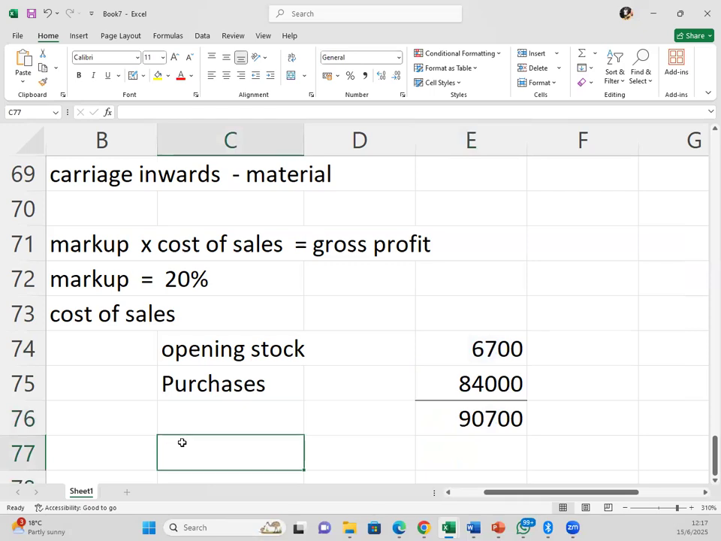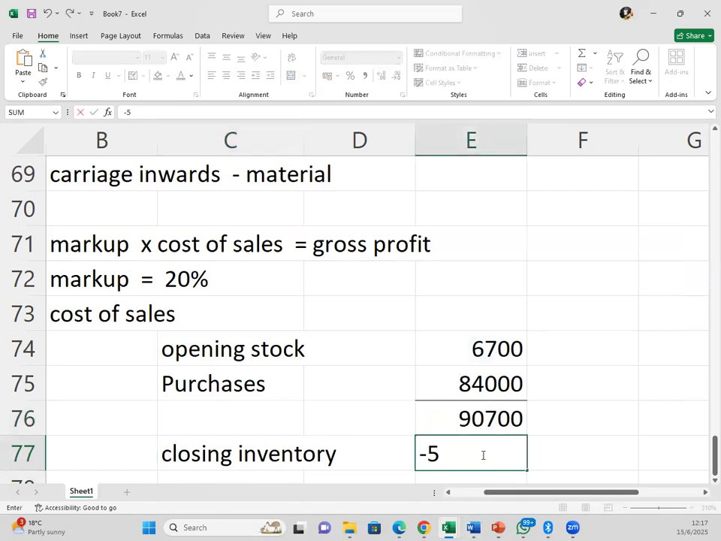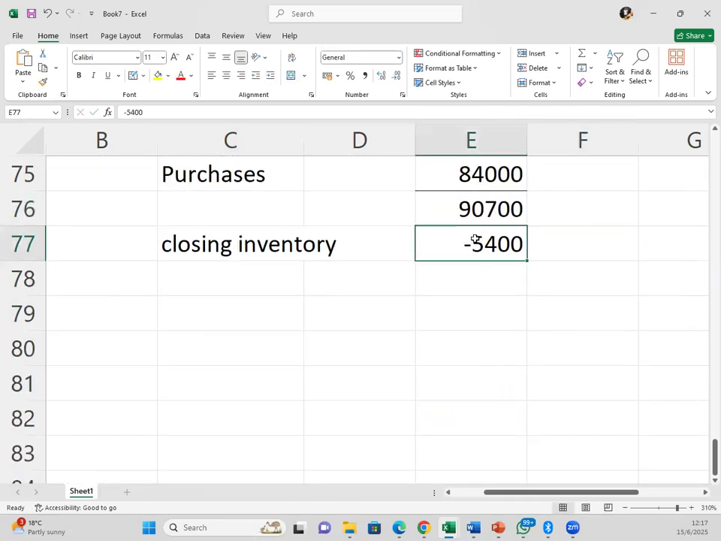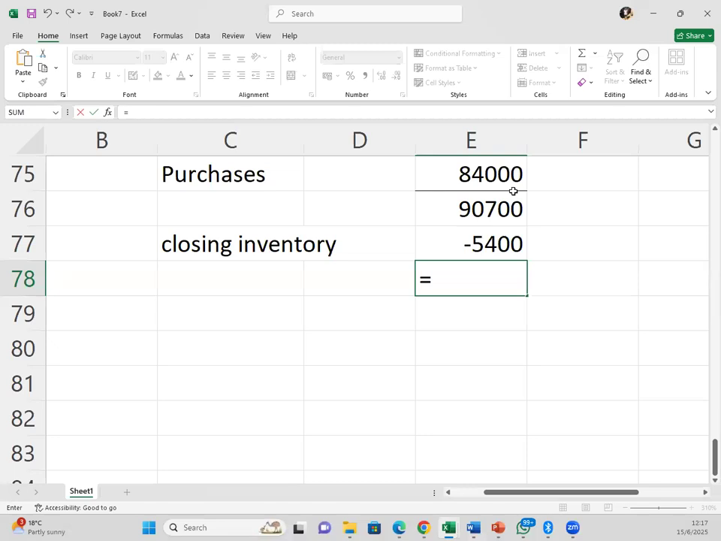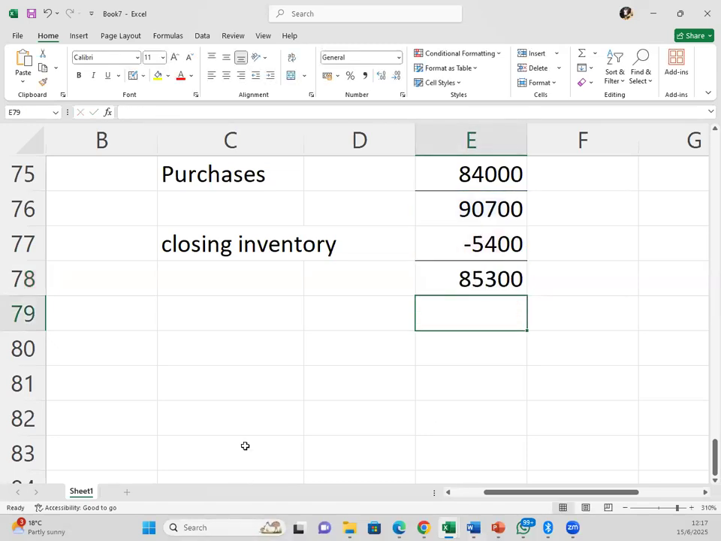Then we less the closing stock, closing inventory. How much is the closing inventory? 5.4. So this will give us our cost of sales figure. There wasn't any adjustment for carriage inwards or purchases returns, so we just use what we have. So the figure we have here is the cost of sales figure.